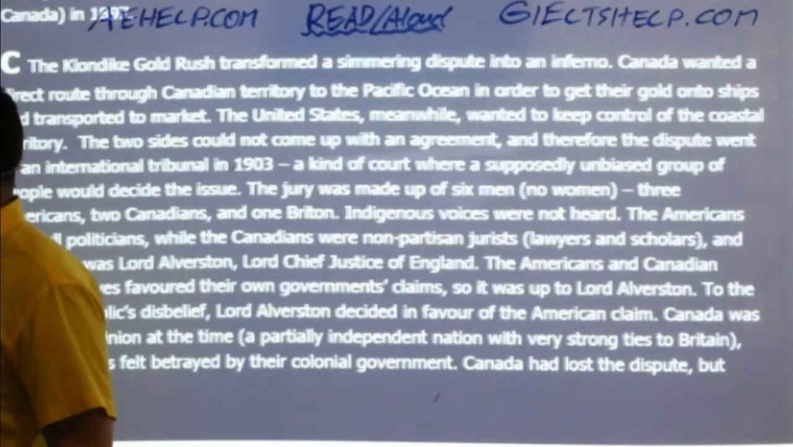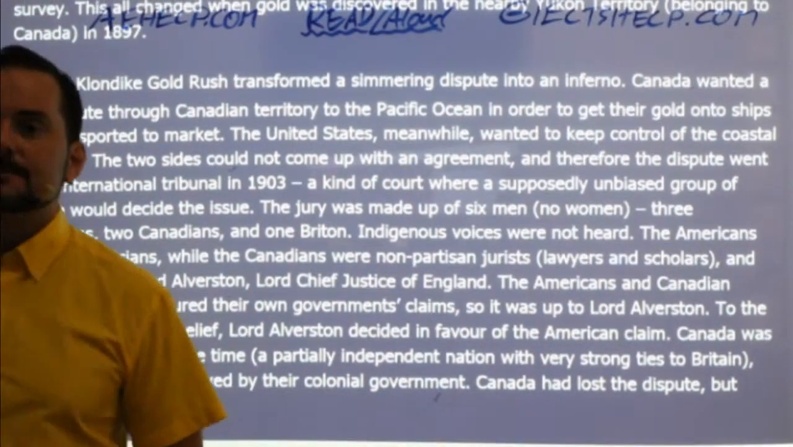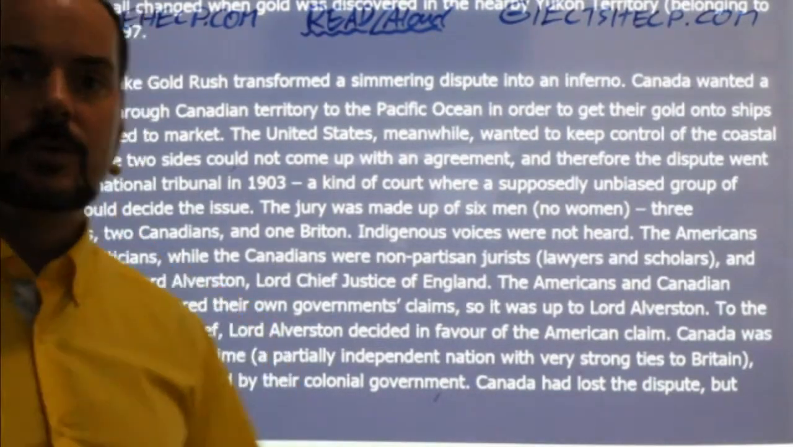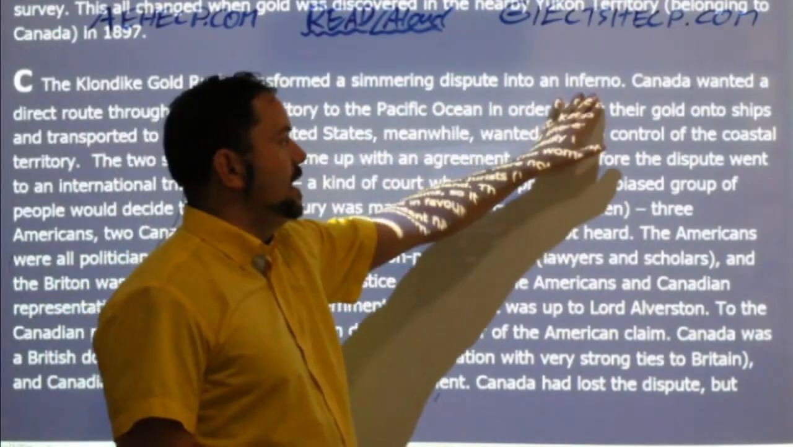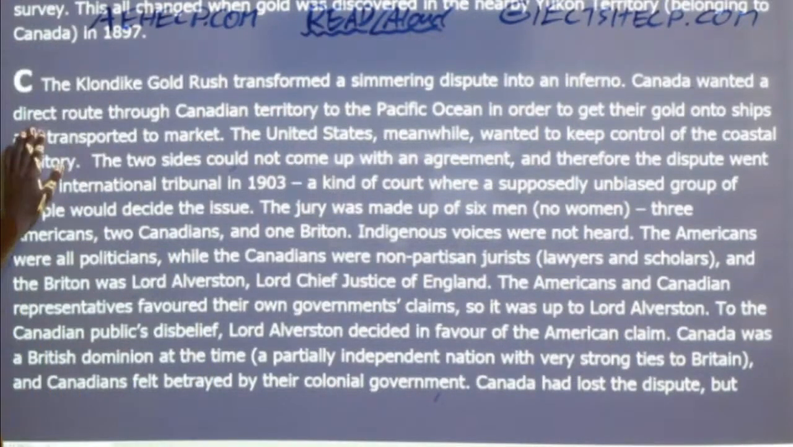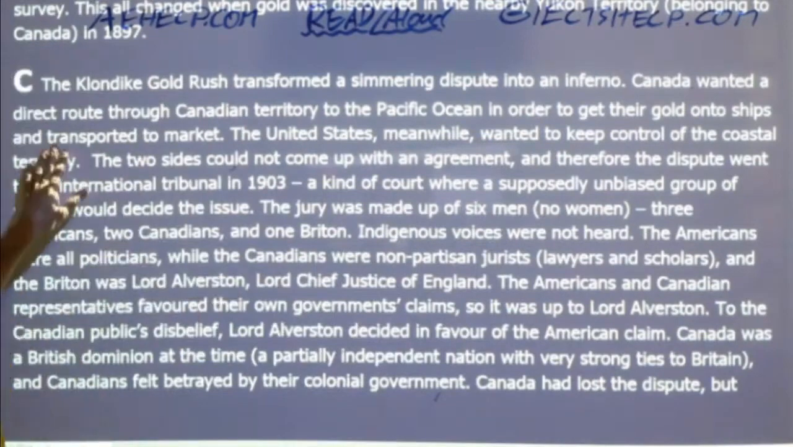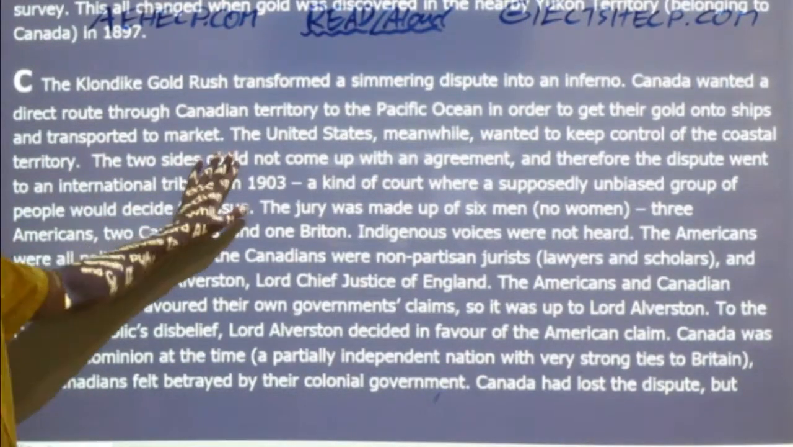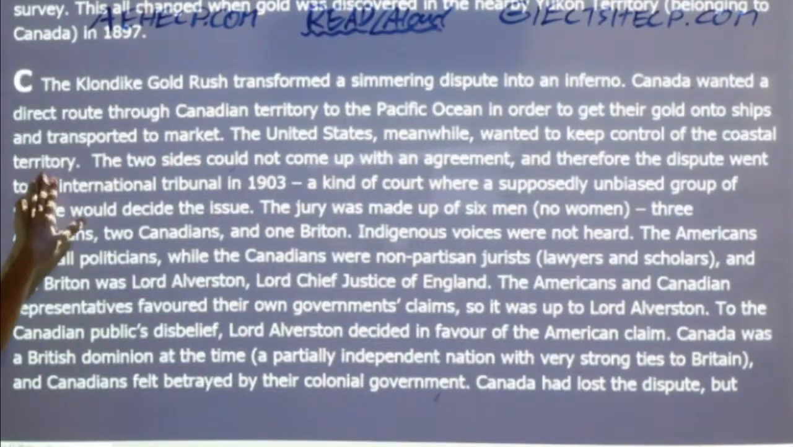All right, let's go to the next one, okay? So we're going to do this verbally now. So read with me. The Klondike Gold Rush transformed a simmering dispute into an inferno. Canada wanted a direct route through Canadian territory to the Pacific Ocean in order to get their gold onto ships and transported to market. The United States, meanwhile, wanted to keep control of the coastal territory.